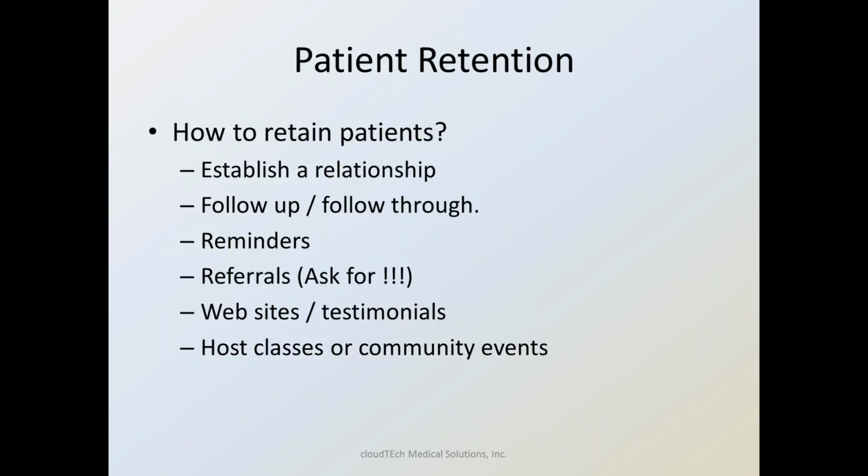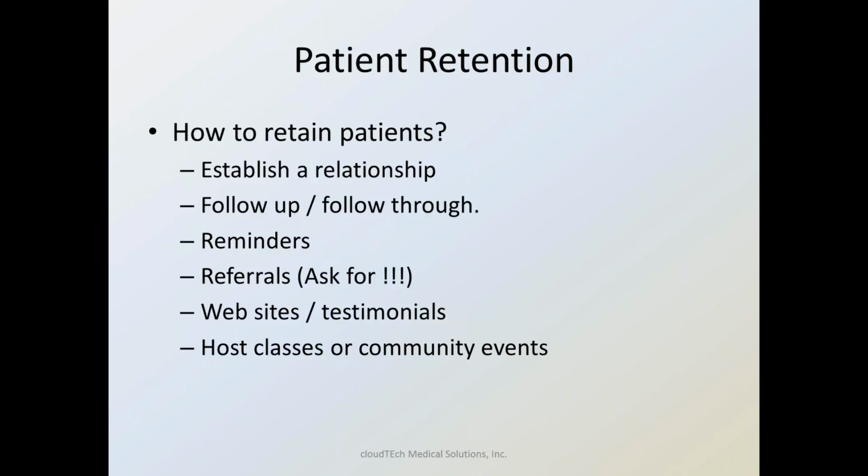And one of the things that's important, as I stated earlier, some practices that I've worked with have seen that their patient base is slowly declining. They're losing patients more than they're gaining patients. So retention of patients becomes a critical part in following through. That's why we talked about the customer service.